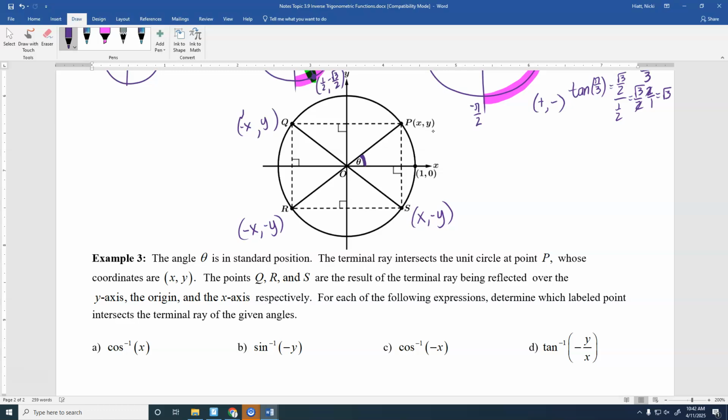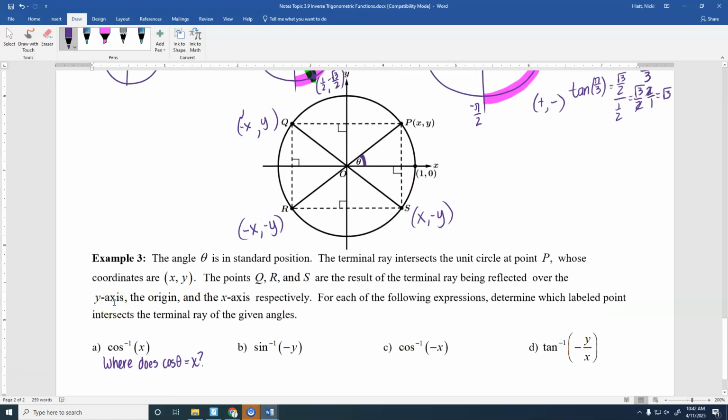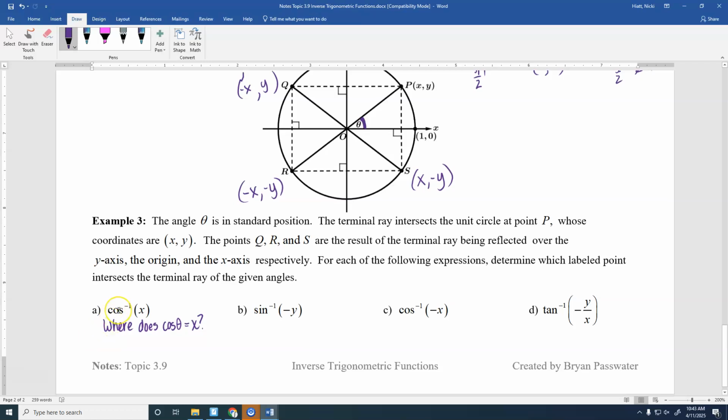All right, so when I have a question that says cosine inverse of x, what it's asking me is where does cosine of theta equal x? Cosine is your x coordinate. Okay, where does cosine equal x? Which points? Because it's cosine inverse.